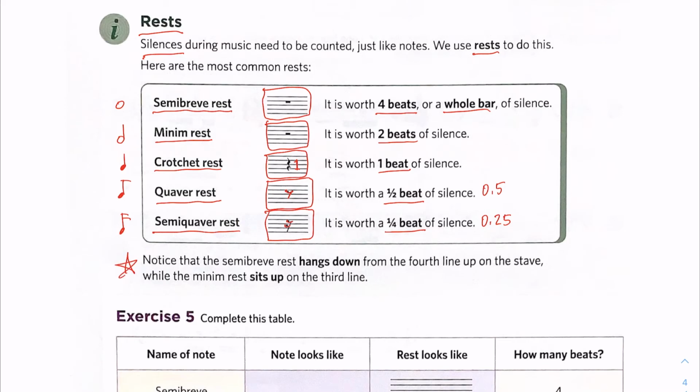Here, notice that the semi-brief rest hangs down from the 4th line up on the staff, while the minim rest sits up on the third line. So this is a semi-brief rest, and this, the one like a hat, is the minim rest.